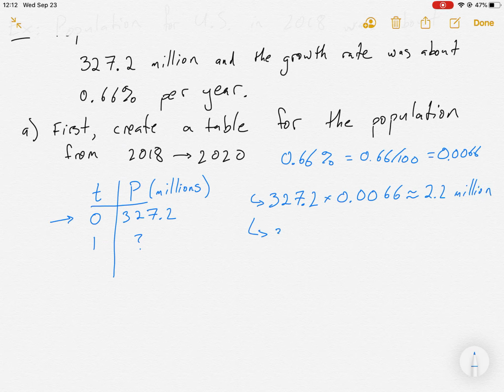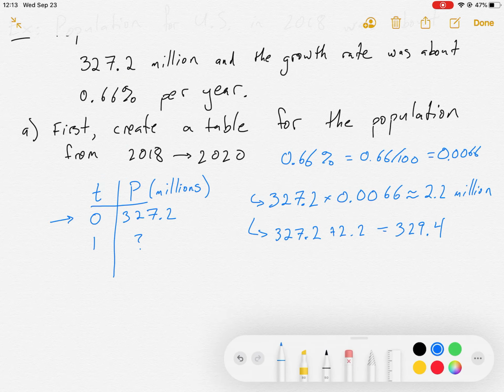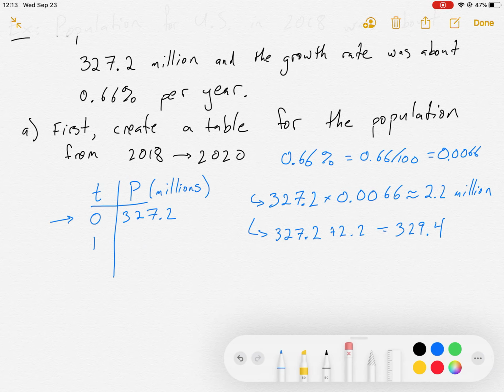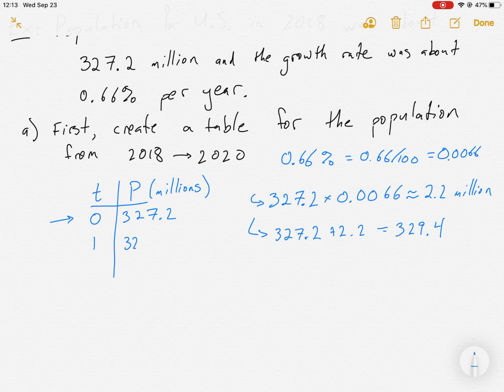So then my new population is going to be 327.2 plus 2.2, and so I end up with 329.4. And that's what's going to fill in the place of this question mark over here. So I'll erase the question mark and replace it with 329.4.